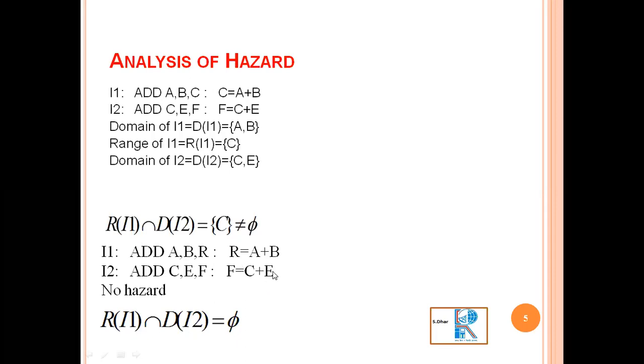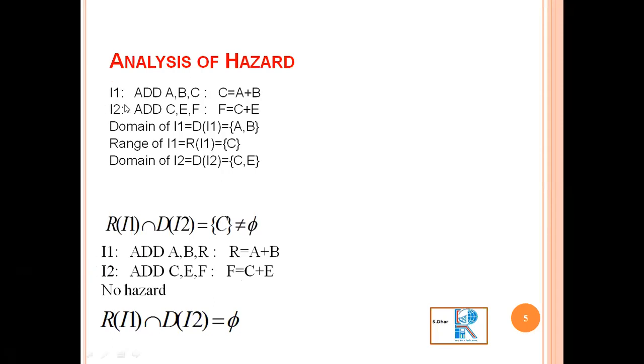That means there is no common register. So this is a null set. That means no hazard has occurred. Okay, that means if it is not equal to null, a hazard will occur, and if it is null, no hazard will occur. That means the processor does not have to stall the instruction after I1, because there is no common register, and these instructions are sometimes called independent of each other. I2 is not dependent on I1.